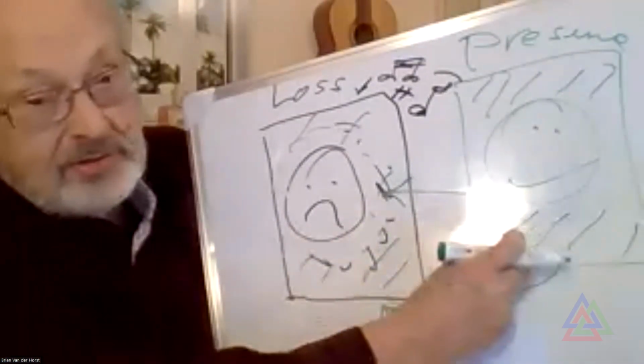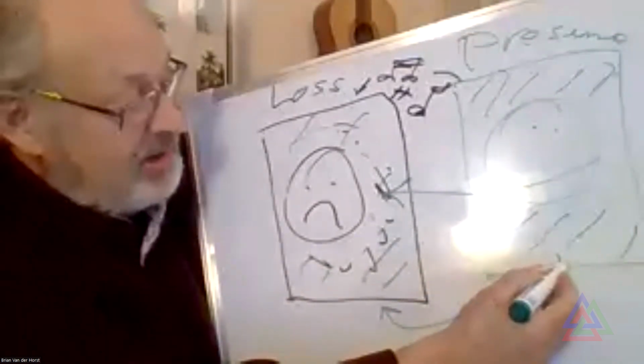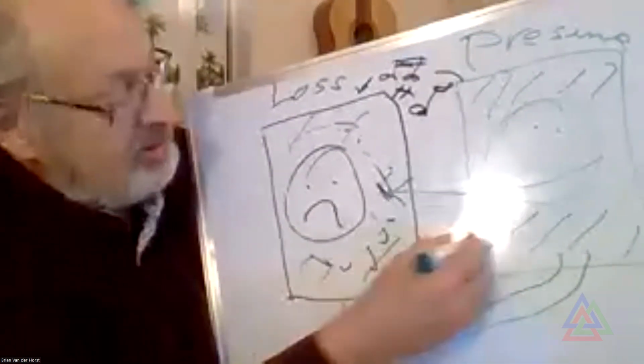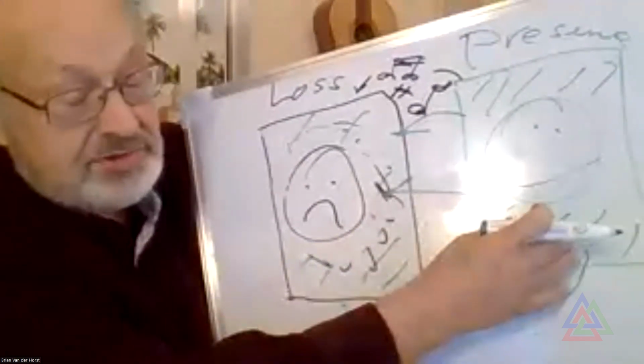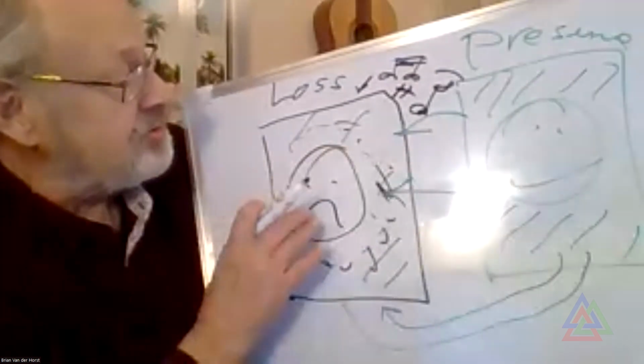That you take all the different submodalities that you found and you map them over from the representation of presence to the representation of loss.